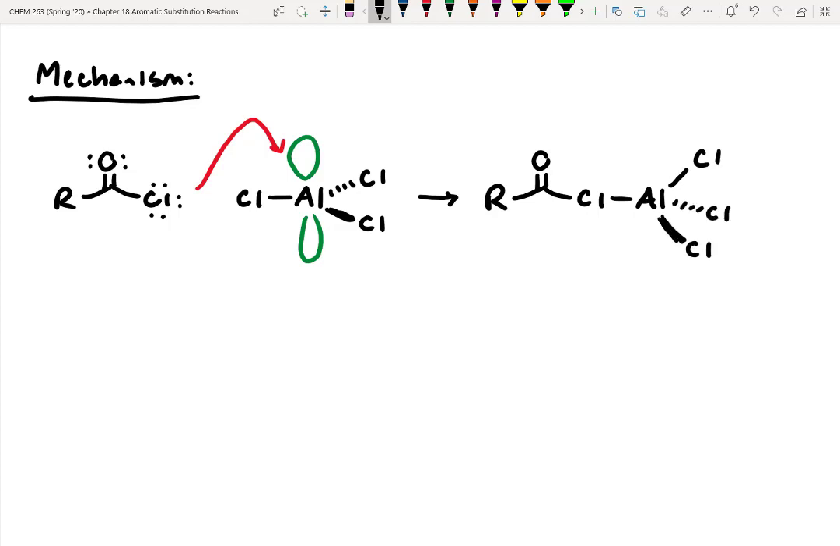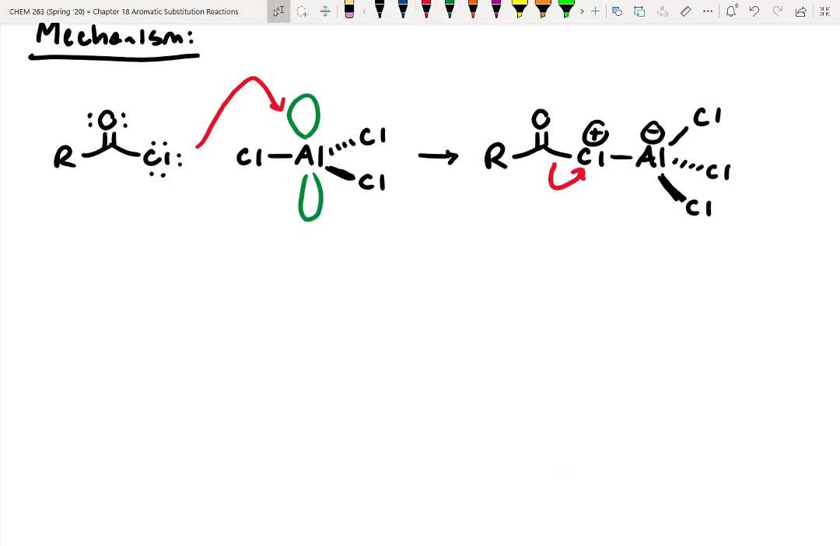That gives the aluminum a negative charge and the chlorine a positive charge. Just like we saw before, this leads to a really unstable chlorine. So what will happen next is we'll just kick that chlorine off entirely. Okay, so now we need to figure out what the next set of intermediates looks like. All right, it looks a little bit weird.